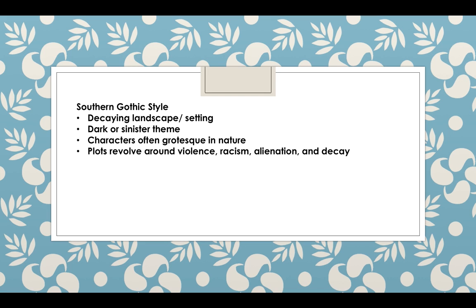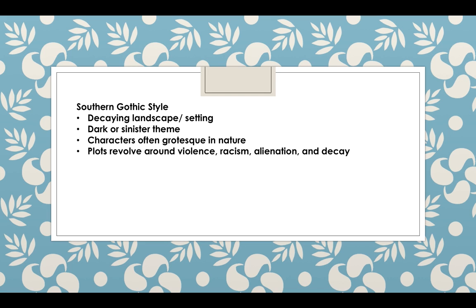So, Southern Gothic style means that the story is typically going to be set on a decaying landscape or against a decaying setting. So, you can see that in A Rose for Emily, the house itself is falling apart, and the elements of decay are present all through the house. Miss Emily no longer has the resources to take care of it, so it's kind of falling apart in shambles around her. Southern Gothic stories will often have a dark or sinister theme. I probably don't need to explain to you what is dark and sinister about A Rose for Emily at this point.